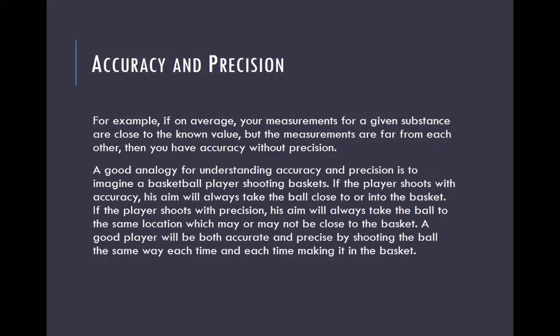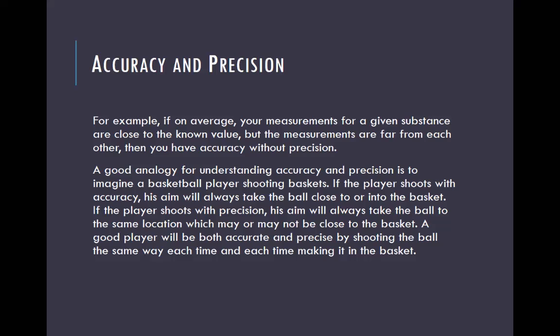Okay? So, if on average your measurement for a given substance is close to a known value, but the measurements are far apart from each other, like I just said, you have accuracy without precision. A good analogy for understanding accuracy and precision is to imagine a basketball player shooting baskets. If the player shoots with accuracy, his aim will always take the ball close to or into the basket. If the player shoots with precision, his aim will always take the ball close to the same location, which may or may not be close to the basket. A good player will be both accurate and precise by shooting the ball the same way each time, and each time making it into the basket.